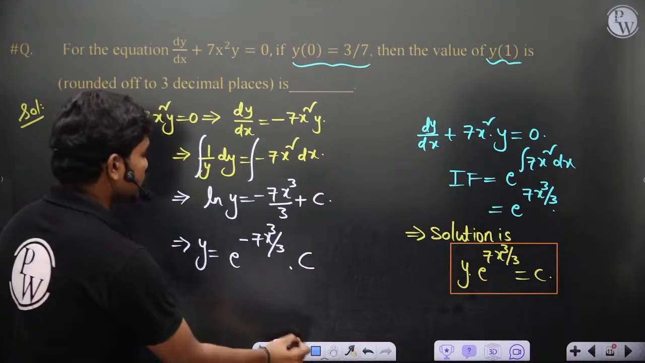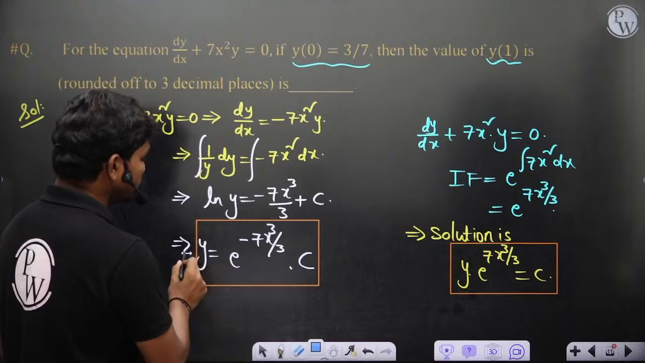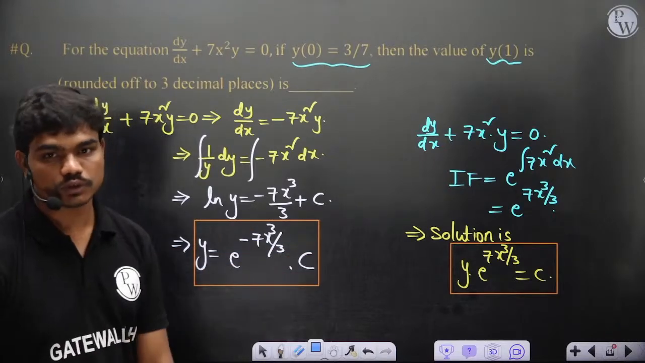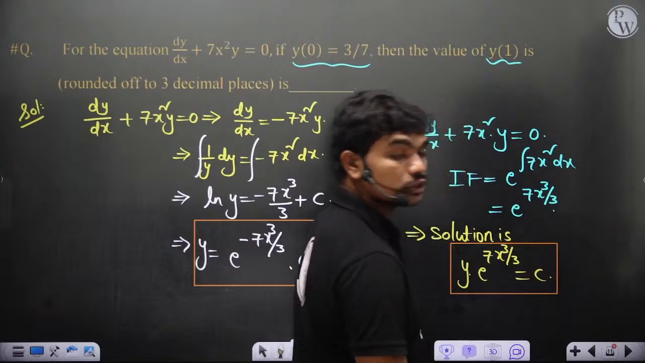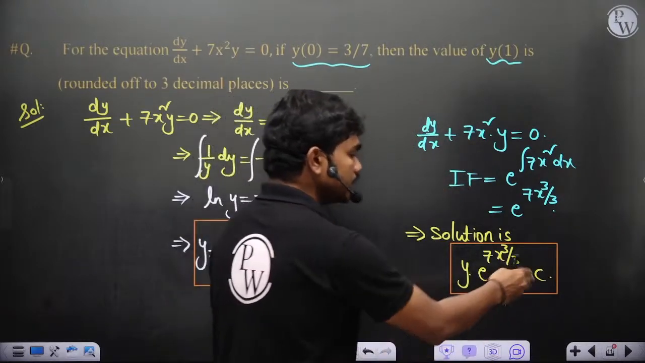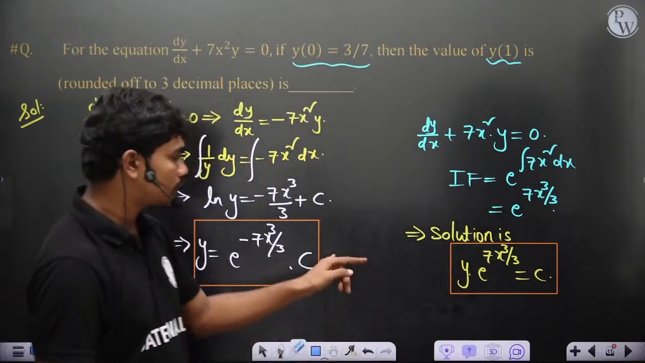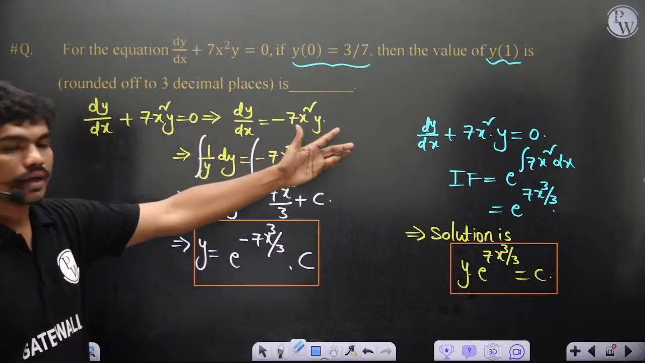Got it? So either you do it in the variable separable form or by the Leibniz form, you should get the same solution. Both are the same. If you throw this e power 7x cubed by 3 to the other side, you will get e power c into e power minus 7x cubed by 3. So both the solutions are the same. It is variable separable form and that's Leibniz form.